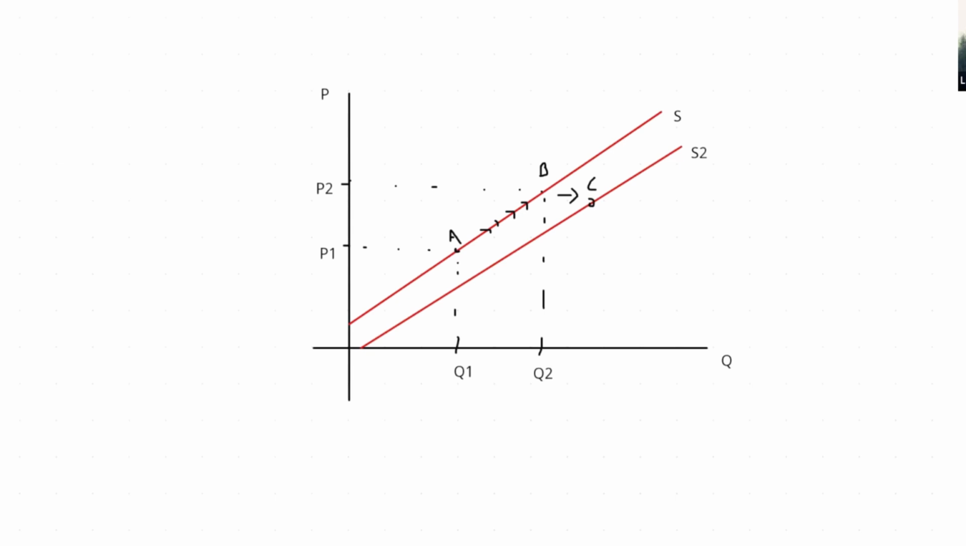So when we're saying change in supply, we're changing the entire curve. When we're saying change in quantity, we're just moving along a given supply curve. And the same is true for demand, as we just described. So that is the difference between supply changing and quantity supplied changing.